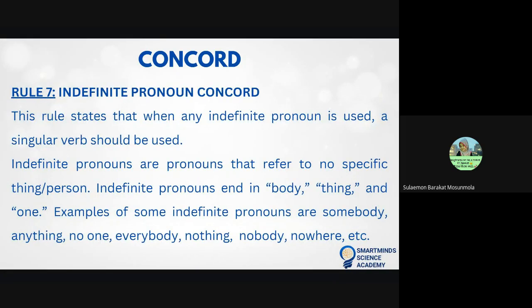Another rule we have here is the indefinite pronoun concord. This rule states that when any indefinite pronoun is used, a singular verb should be used with it. When we say indefinite pronoun, it is the opposite of definite, just like when you have definite article and indefinite article. One is talking about a specific thing, person, or place, and the other one is referring to something that is not specific. It is talking about general stuff. So indefinite pronouns are pronouns that refer to no specific thing or person. You have examples like somebody, anything, no one, anybody, everybody, nothing, and all of that.